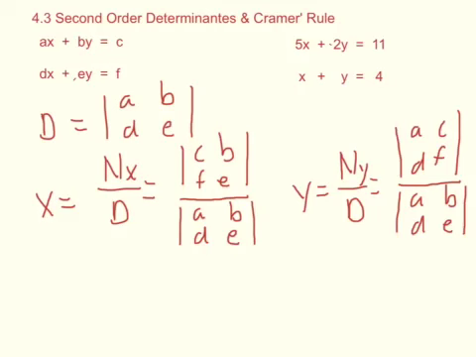What I want you to do before you come to class, I've given you a system of equations, 5x plus 2y equals 11, x plus y equals 4. I want you to solve this using Cramer's rule and second order determinants. Put that in there and show the work in your notes. I'll see you in class.